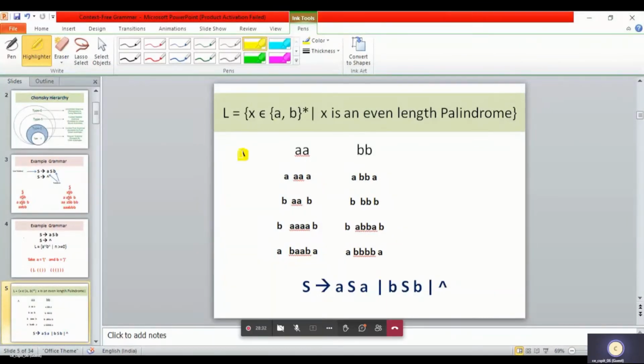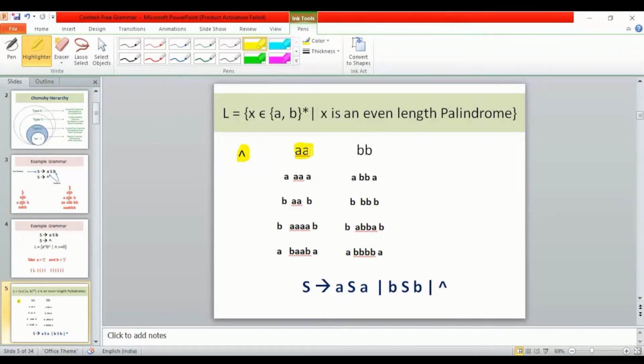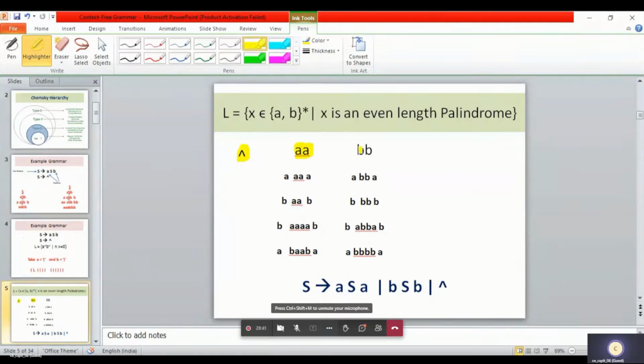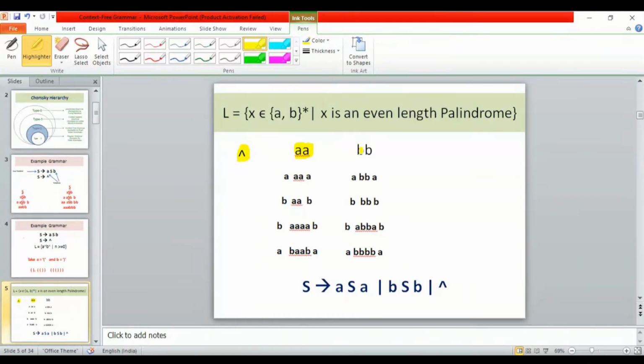Like null, it is a palindrome. If it is AA, it is also a palindrome of length 2, because length 0 is null. Length 2 palindromes are AA and BB. Now further, if we consider even length palindromes, in this AA, I am appending A on the left hand side and A on the right hand side. So if I read from left to right or from right to left, it will be equal.